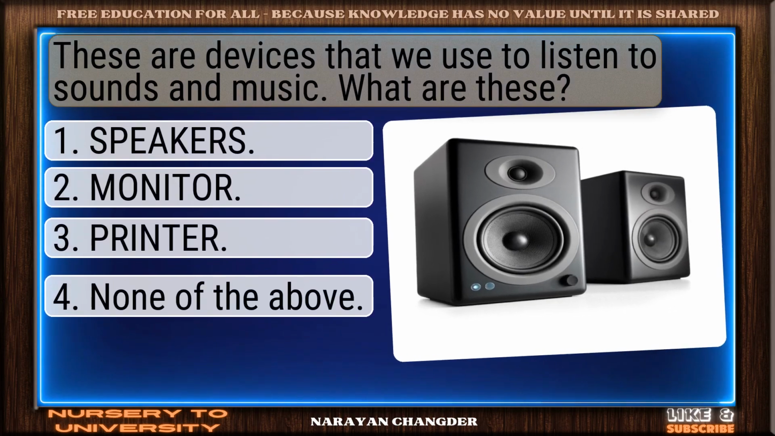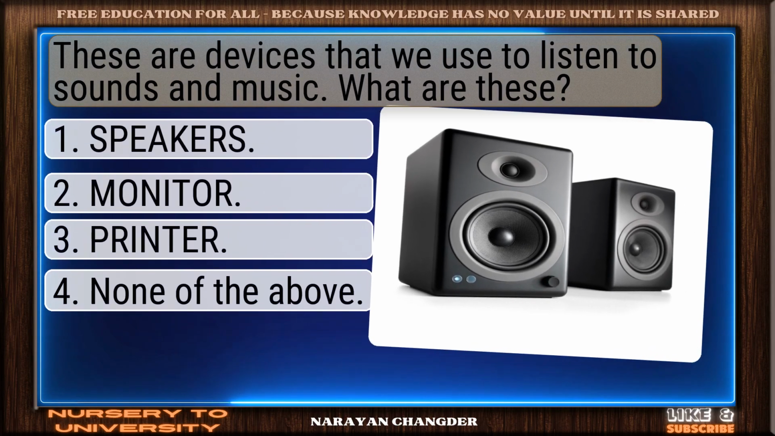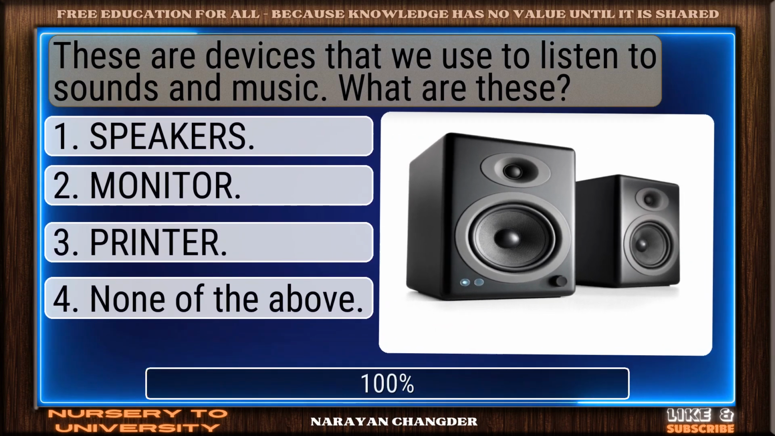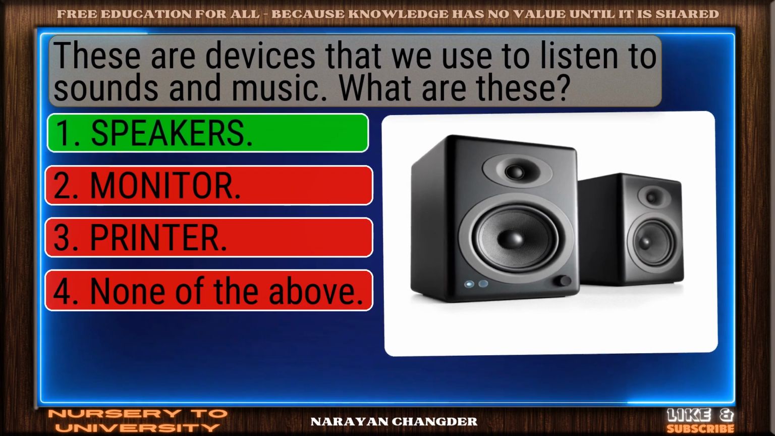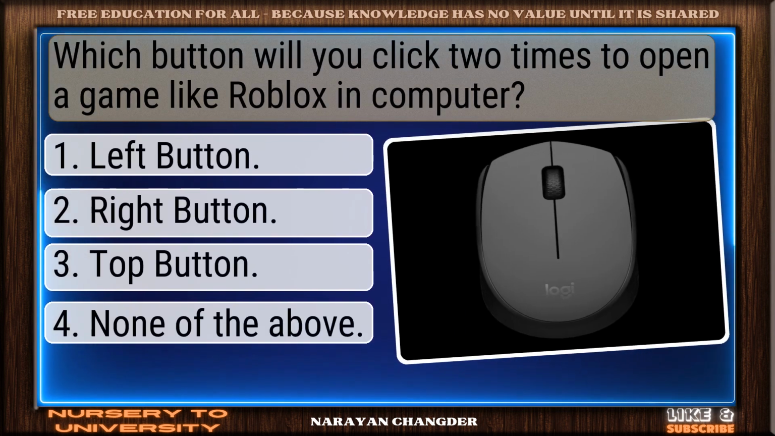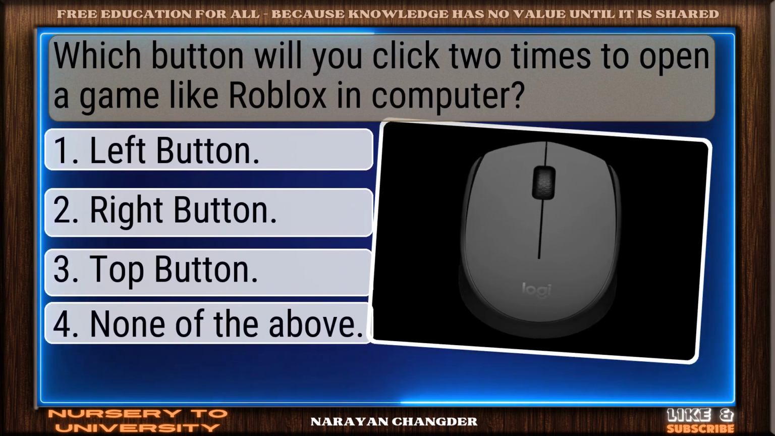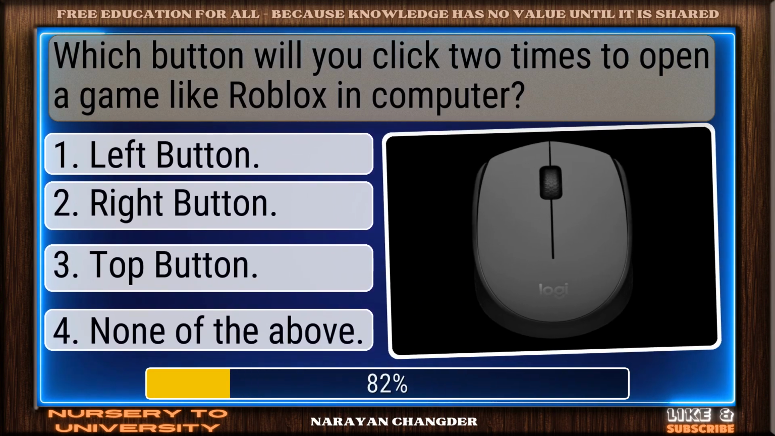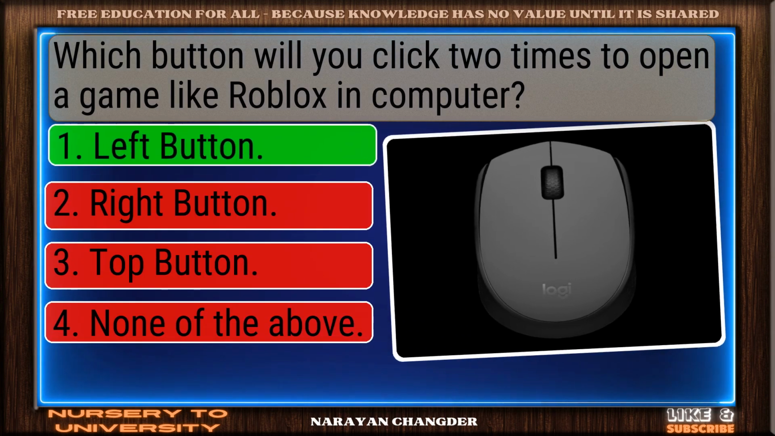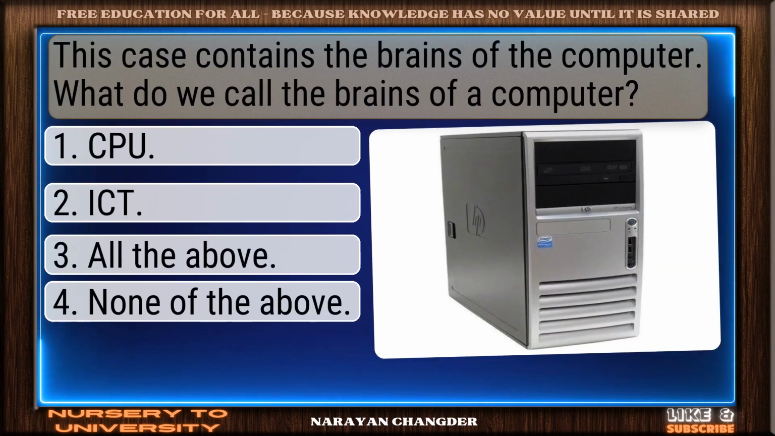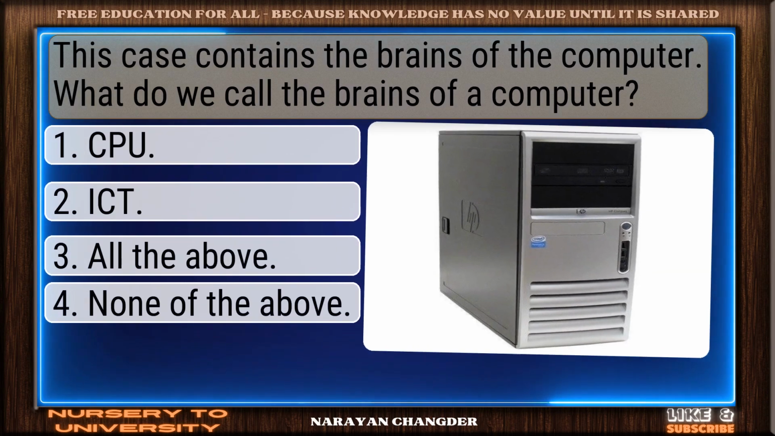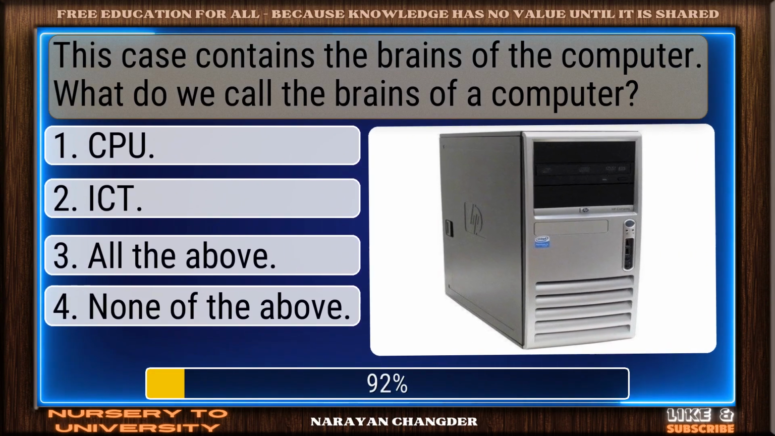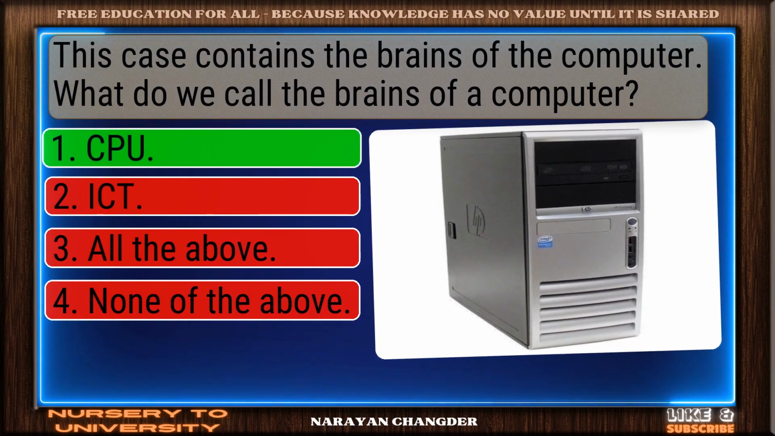These are devices that we use to listen to sounds and music. What are these? Well reasoned. Speakers is correct. Which button will you click 2 times to open a game like Roblox in computer? Strong choice. Left button is right. This case contains the brains of the computer. What do we call the brains of a computer? Good job. CPU works well.